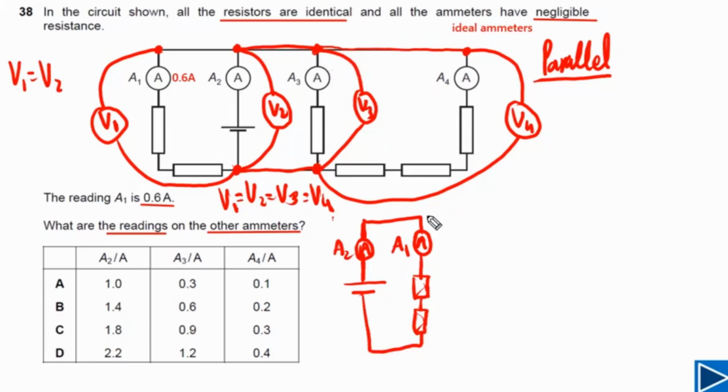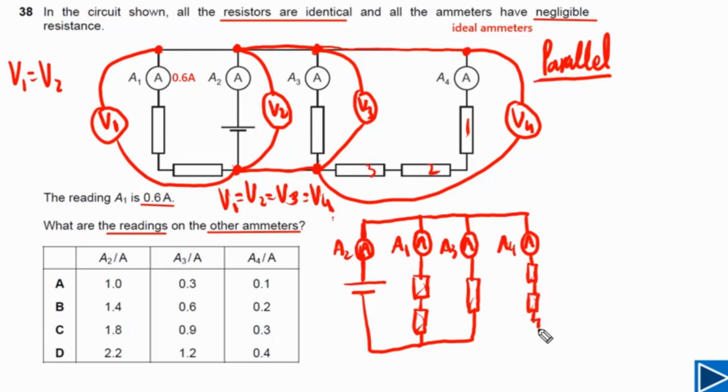Then we have the third branch, and for the third branch we have ammeter A3 that is connected here, and we have one resistor that is connected in series with the ammeter. So we can redraw this one like this. And the last one we have the fourth ammeter, that one is A4, and this has three resistors connected in series, meaning 1, 2 and 3. So we can draw these three resistors in series. Here we can redraw these resistors. So this is our circuit. This is simply a parallel circuit.